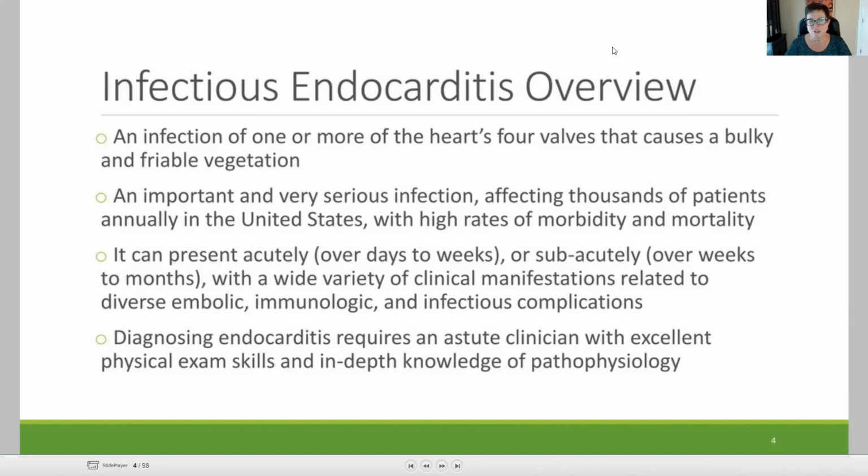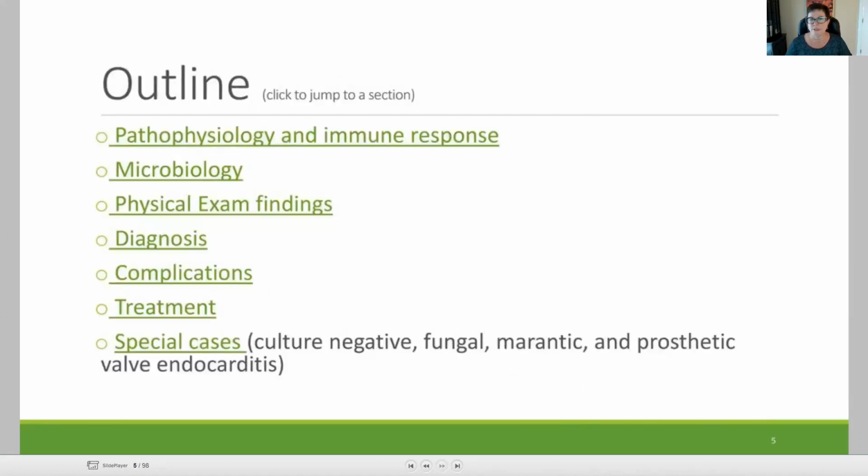This disease has very high rates of morbidity and mortality. The patient may present in an acute fashion where they've been ill for days or maybe up to a week, or in a subacute fashion where they have been mildly ill over a number of weeks to months. The clinical manifestations are related to embolic, immunologic, or infectious complications. Diagnosing endocarditis requires a very astute clinician with very good physical assessment skills. Our outline for today: we'll look at some pathophysiology, microbiology, physical findings, diagnosing, complications and treatment, and then a couple of special cases like prosthetic valve endocarditis or culture negative endocarditis.